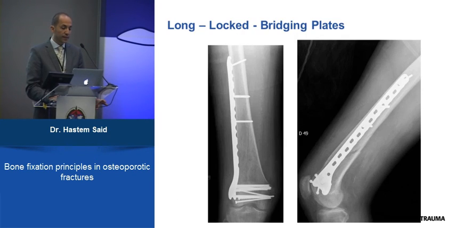So finally, another case, which is a distal humeral fracture with comminution. Think of long, locked implants, bridging the fracture, relative stability, avoid dealing with the fracture itself as much as possible, and it goes on to nice healing.